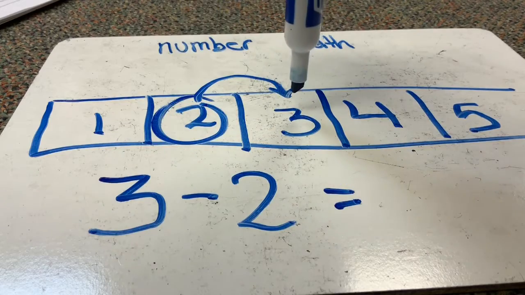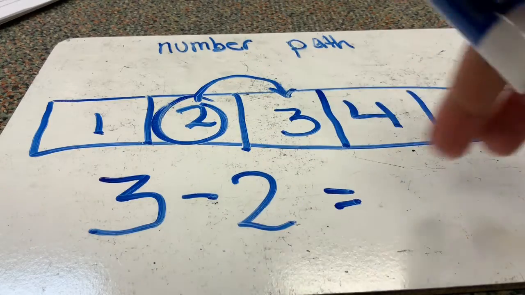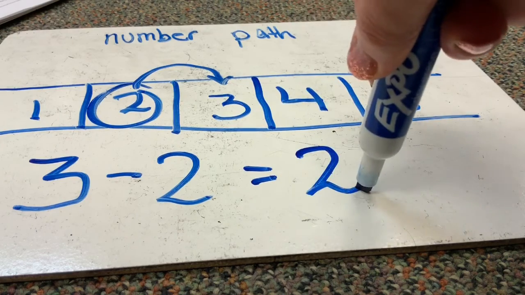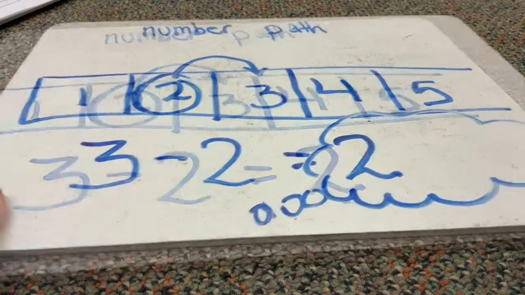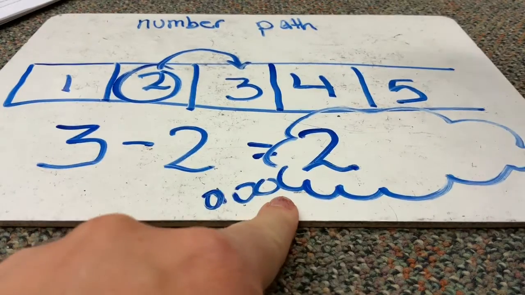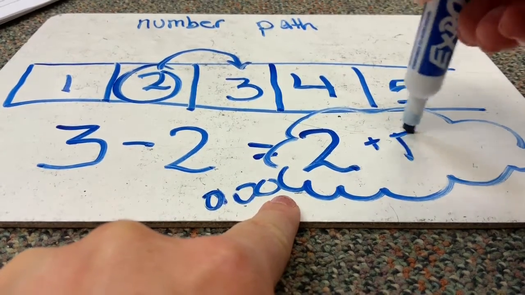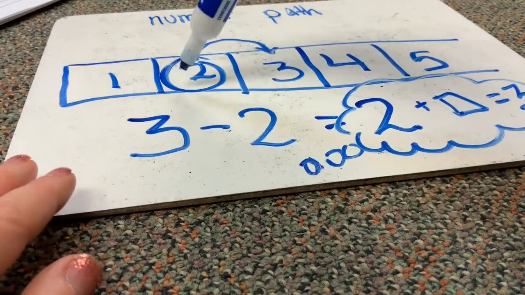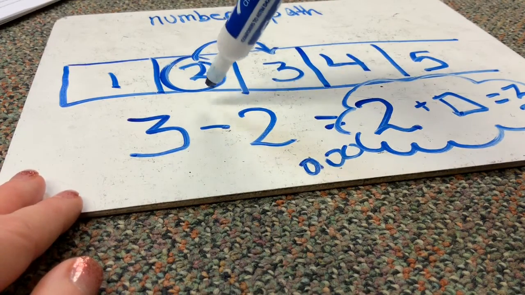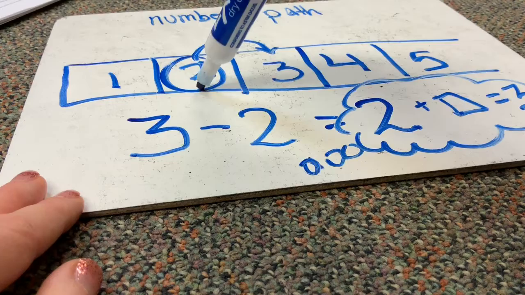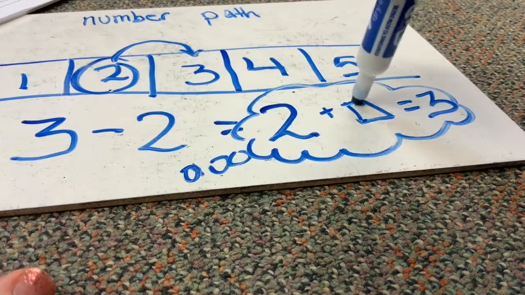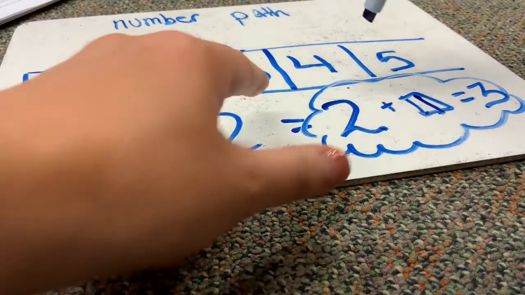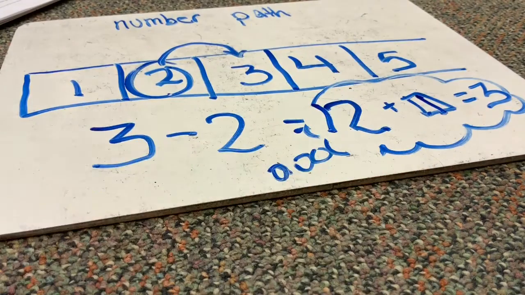Well, how many jumps did I have to make? 1. So 3 minus 2 is the same as thinking 2 plus what will give me 3. And the answer is 1, because I use my number path to show how many jumps it takes to get from 2 to 3. Well, it only took me 1. So if 2 plus 1 is 3, then 3 minus 2 must equal 1.